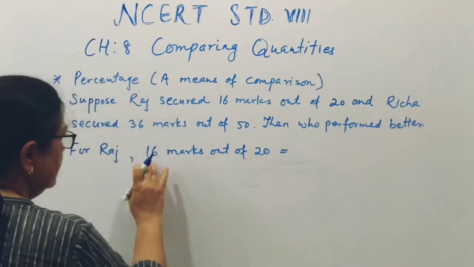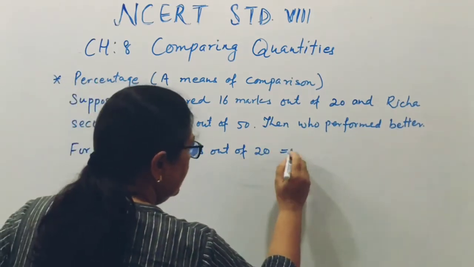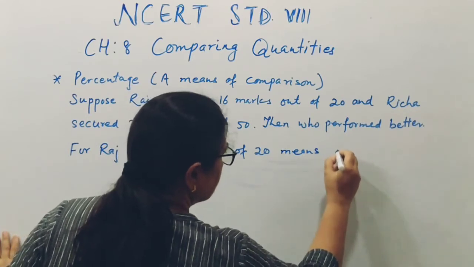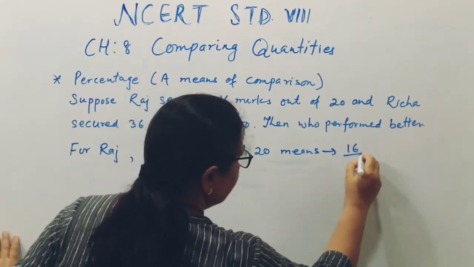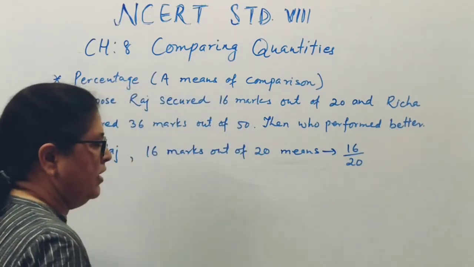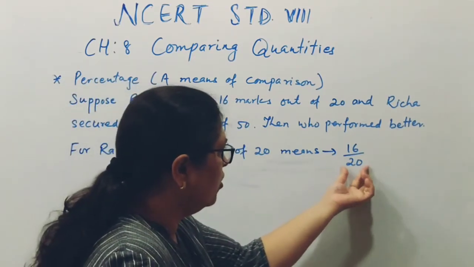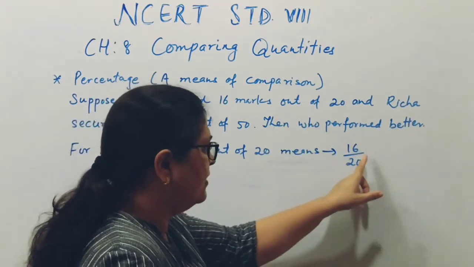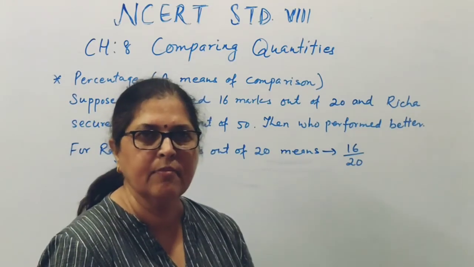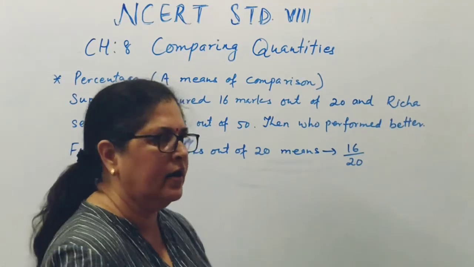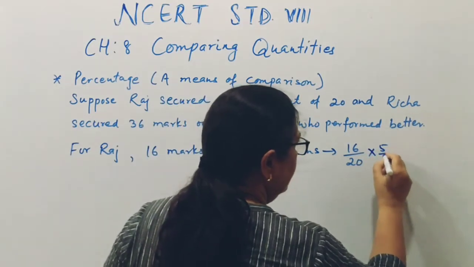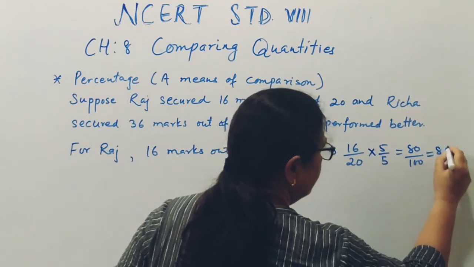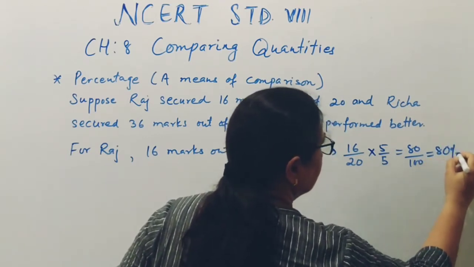For Raj, 16 marks out of 20 means 16 upon 20. So here he has got 16 marks out of 20. For percentage, we need to find how many marks did he get out of 100. So we will multiply here by 5 by 5. We will get 80 upon 100, that is 80%.